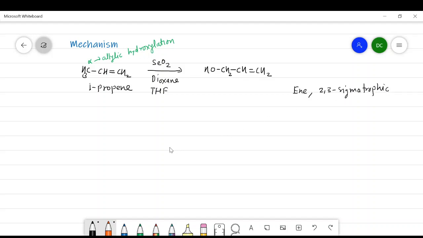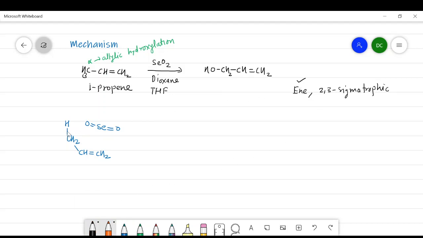So we will start with the mechanism of this SeO2 oxidation. I am writing this propene once again in a different manner. Here I will put CH2 which is attached to one hydrogen, then the remaining structure as it is. It reacts with selenium dioxide. This is the formula of selenium dioxide. And in the first step, an ene reaction occurs.